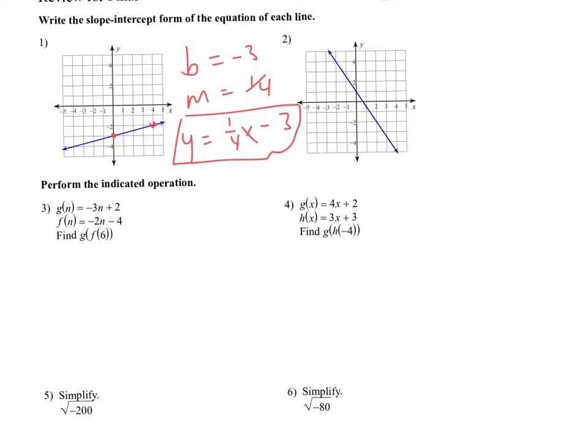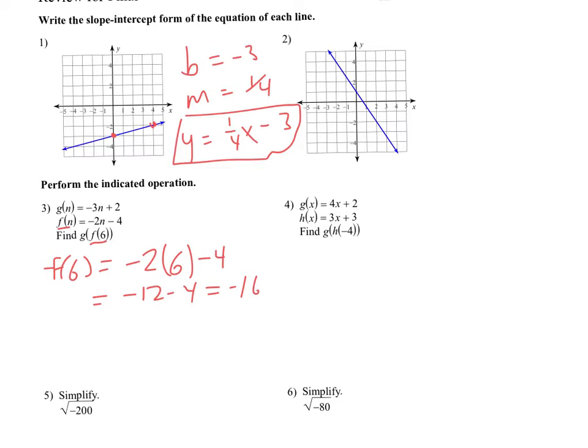All right, next up, number 3 here. So for this one, this is a composite function. So for these ones, we kind of start on the inside here. So I'm going to do f of 6. So f of 6 means go to the f function and just plug in a 6 for the variable. So that's what I'm going to do there. And so that's -12 minus 4. And so that comes out to -16.